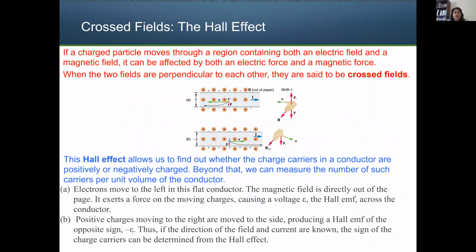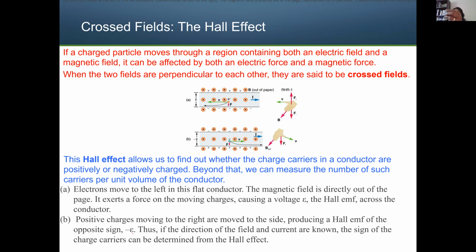Okay. And the next section, since we know what the electric and magnetic forces are, is the cross field, which is defined here. There are some examples for that. One is the Hall effect. But what does cross field mean? Cross field means that the magnetic force and the electric force are perpendicular to each other.